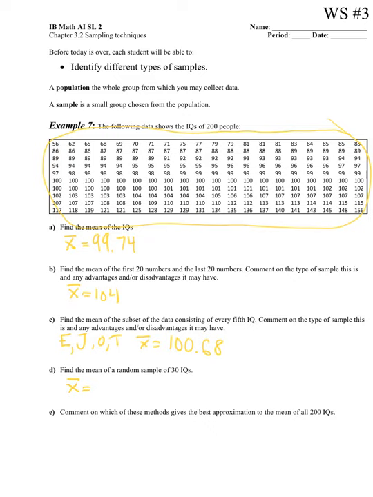Okay. So that's the idea for selecting random values. I'm just going to write down my last one, which was 98.449. Okay, and then the last part says comment on which of these methods gives the best approximation to the mean of all 200 IQs. We're going to talk about that in a minute.